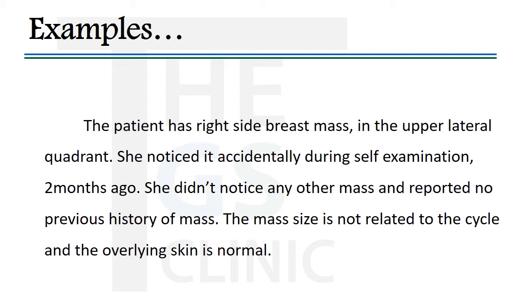She noticed it accidentally during self-examination 2 months ago. She didn't notice any other masses and reported no previous history of mass. The mass size is not related to the cycle and the overlying skin is normal. So I didn't say, the patient has a right breast mass, the patient found it in the upper lateral quadrant. It's like a story, smooth as a story. All the information as a story.